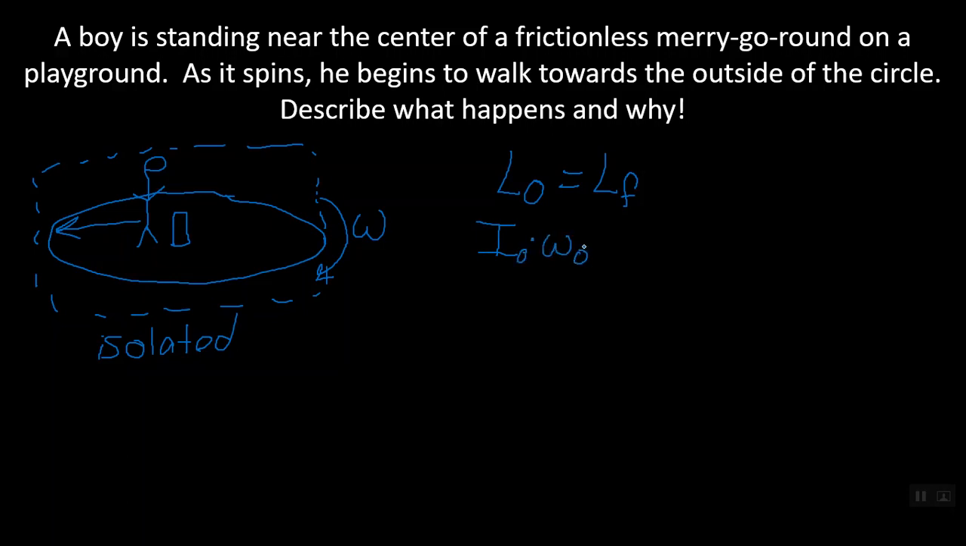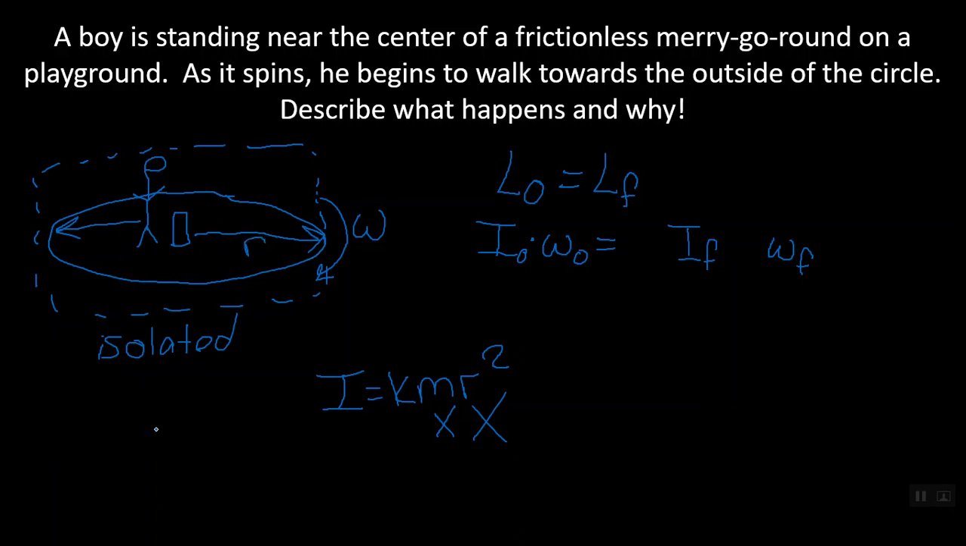So as he begins to walk towards the outside of the circle, we have to think, what is changing? What is happening to the moment of inertia of this system? So overall, notice mass is not changing. It's still the boy. It is still the merry-go-round. The radius is also not changing because the merry-go-round has a fixed radius. He's not expanding this disc to a larger size.